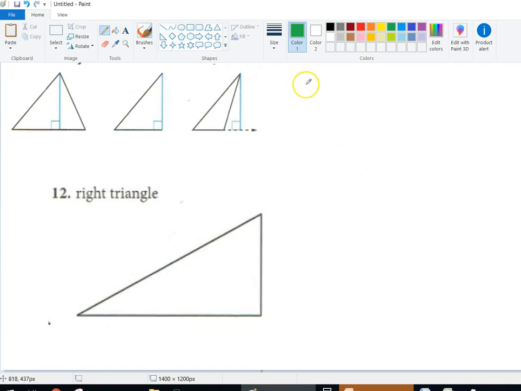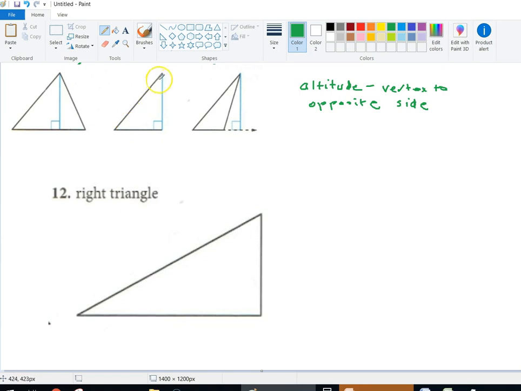So an altitude is vertex to opposite side. It does not break the sides into two equal pieces. It doesn't bisect the angle. It's just a line dropped from a vertex to the opposite side.